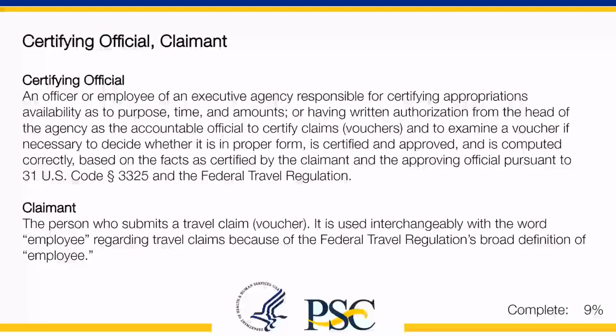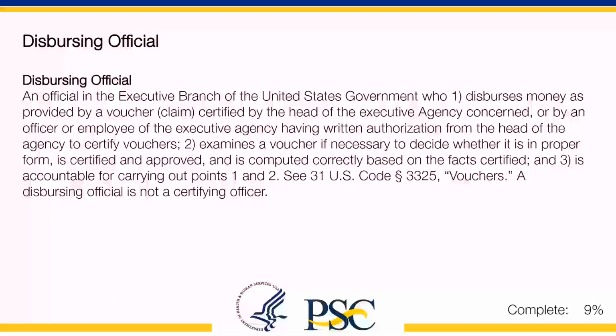Claimant. The person who submits a travel claim, voucher. It is used interchangeably with the word employee regarding travel claims, because of the Federal Travel Regulations' broad definition of employee. Disbursing official. An official in the executive branch of the United States government who 1.